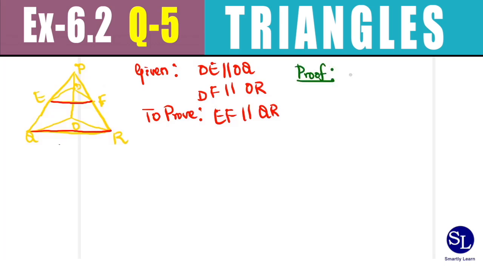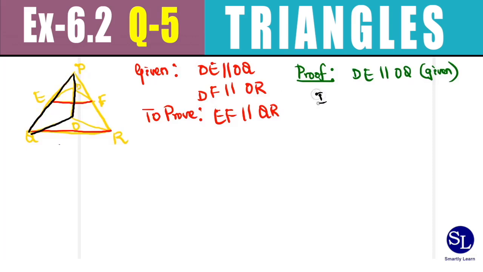So first, what was given to us? DE is parallel to OQ. So this was already given to us. So using this, let's apply BPT. Now first let's understand the triangle in which we are applying it. DE is parallel to OQ means the triangle that we are looking at is POQ. So in this triangle only we can apply this BPT.